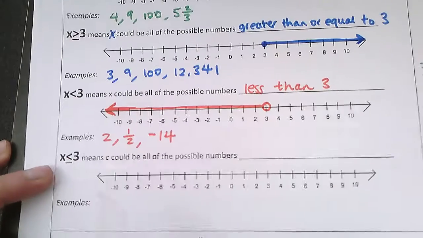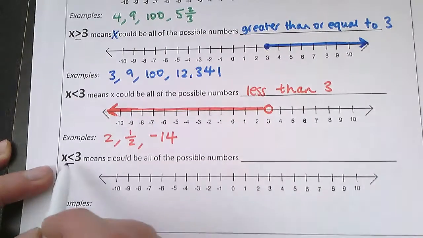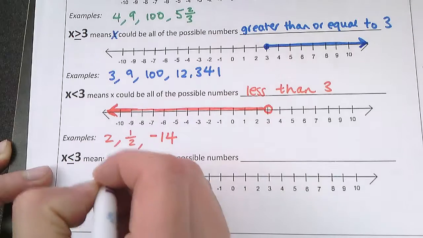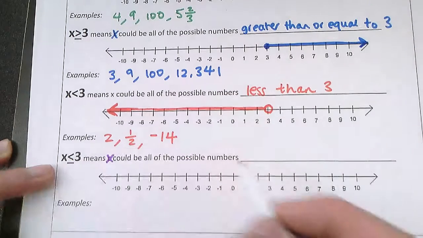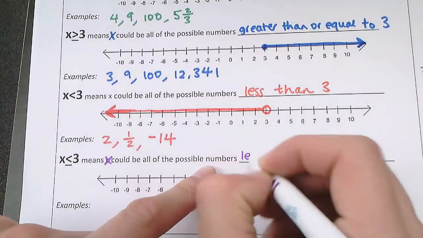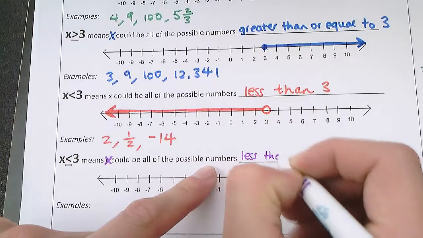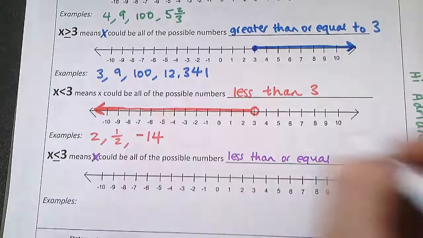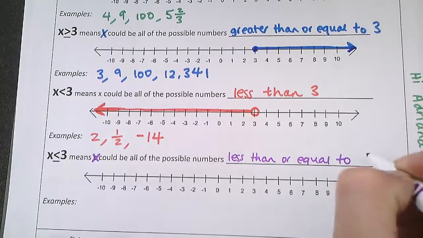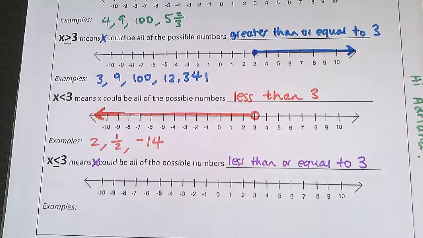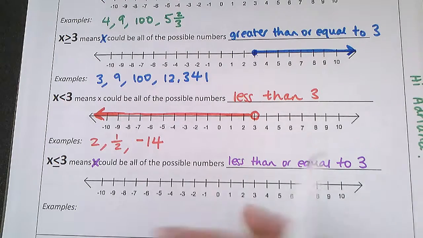If it's this symbol, and it has the underline underneath the less than symbol, it means x, sorry, so many mistakes today. It means x could be all of the possible numbers less than or equal to 3. Less than or equal to 3. So it could be 3, but it's also everything less than that.